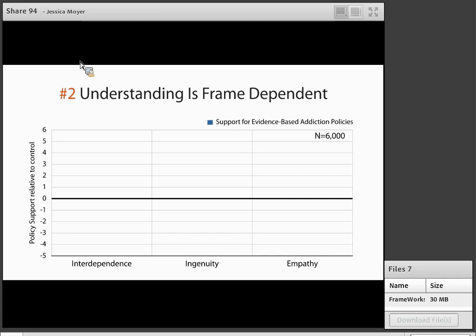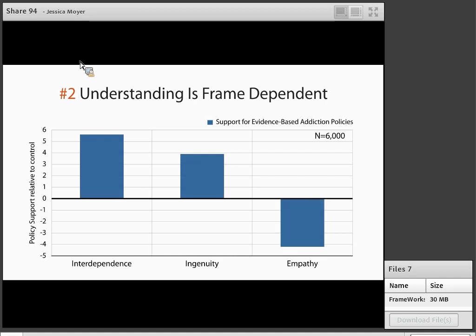What we found was, when we tested these three values, the first two did boost support for stronger addiction policies and support for increased programming, whereas the empathy value actually lowered support. When messages were framed with an empathy value, folks were less likely to support policies that offer addiction programming.